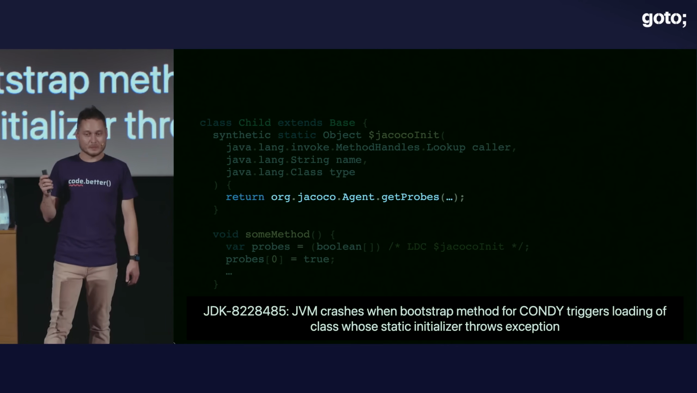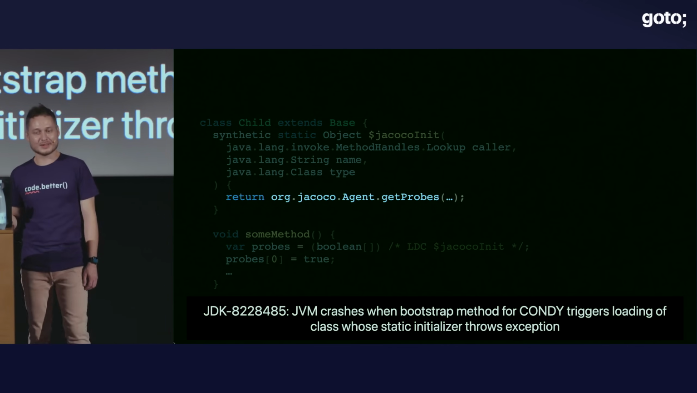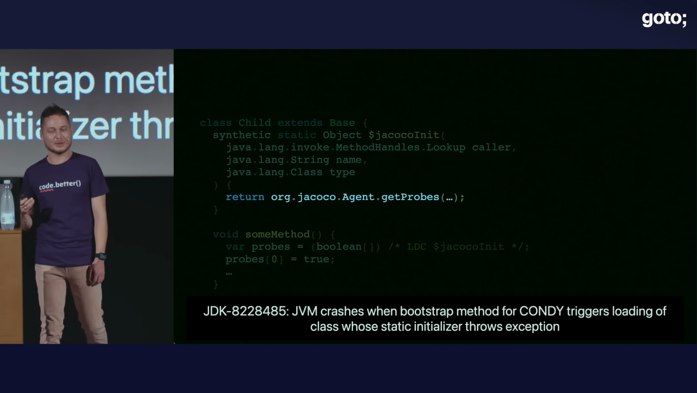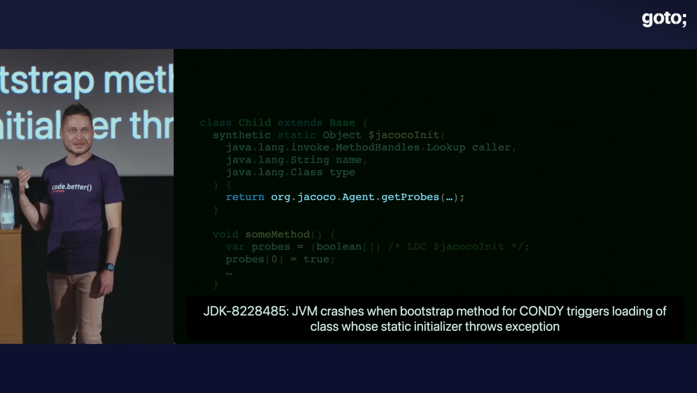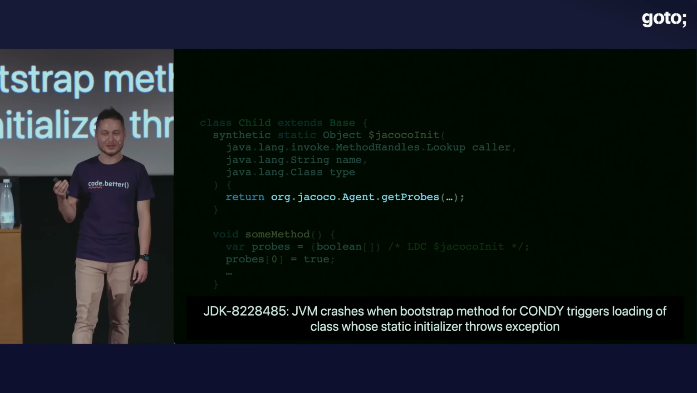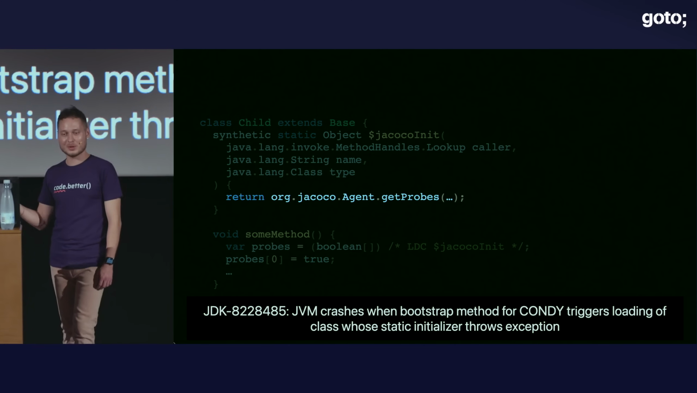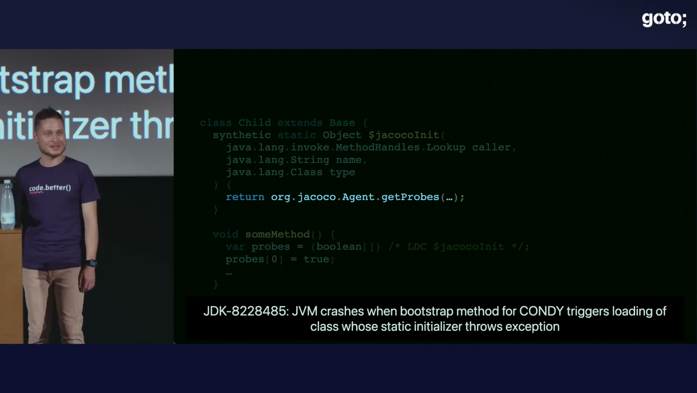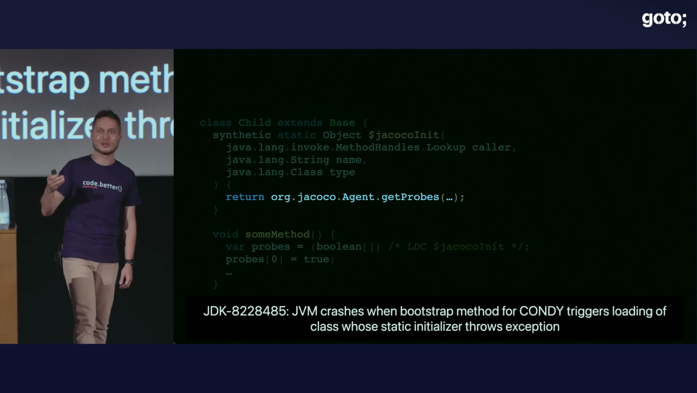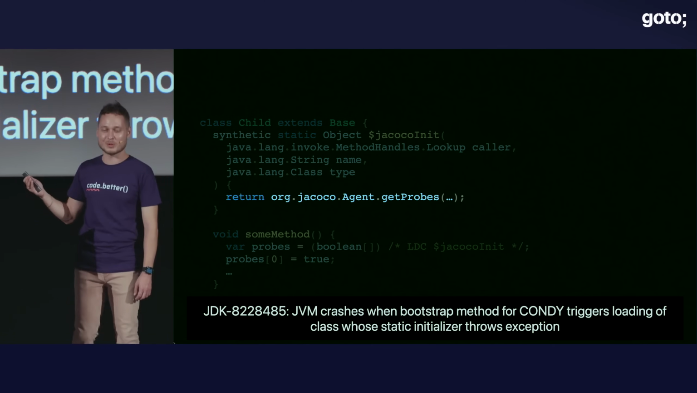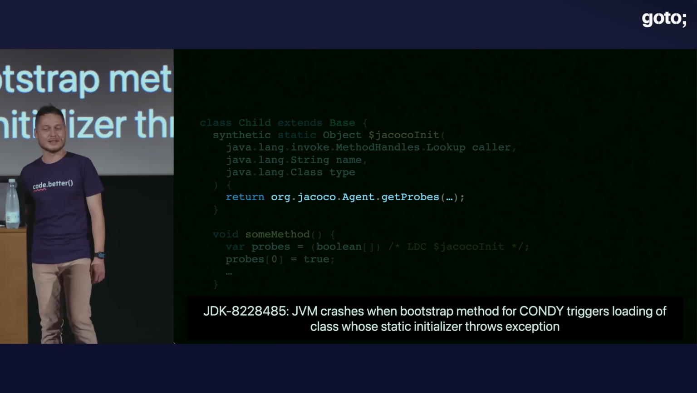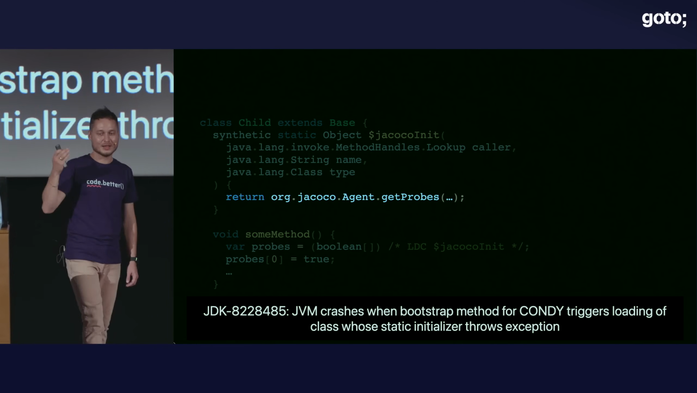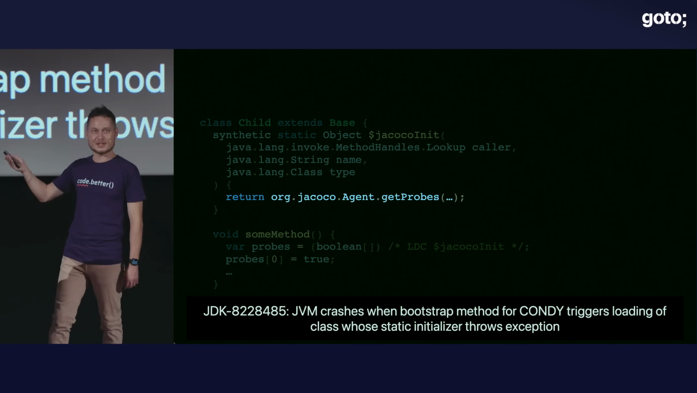Then our users discovered another problem. Apparently, the JVM can crash when a bootstrap method that resolves a dynamic constant triggers loading of a class whose static initializer throws an exception. Static initialization, remember, is evil, a source of many problems. We had this path in our agent because calling an agent might trigger initialization of some class.